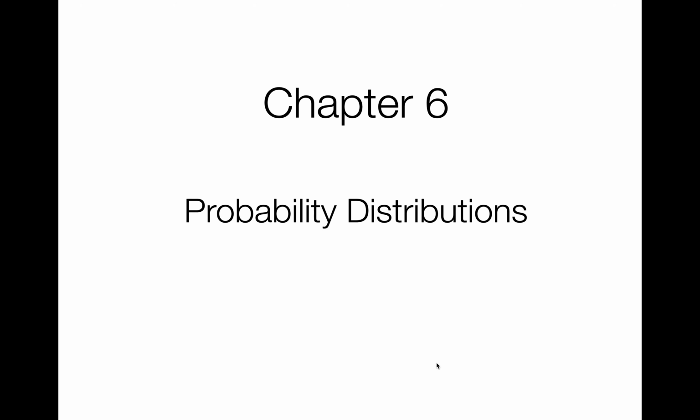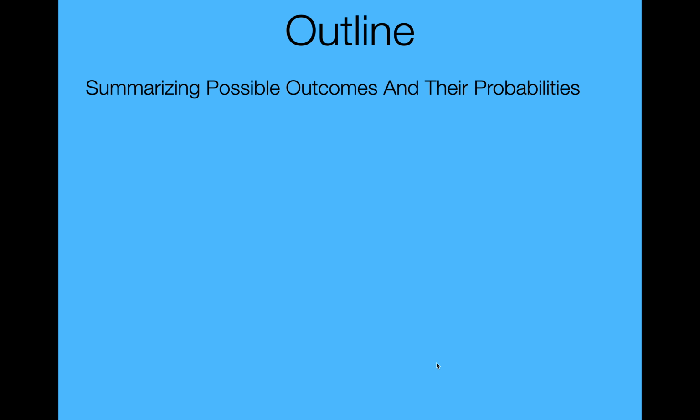In this chapter, we're going to learn about specific ones that approximate different situations that we're going to learn a lot about, or that we're going to use constantly in this course. So, as an outline, we're going to start off by summarizing possible outcomes and their probabilities. So again, this is sort of what we did in that last chapter, but we're going to have a different sort of flair or different flavor to it.